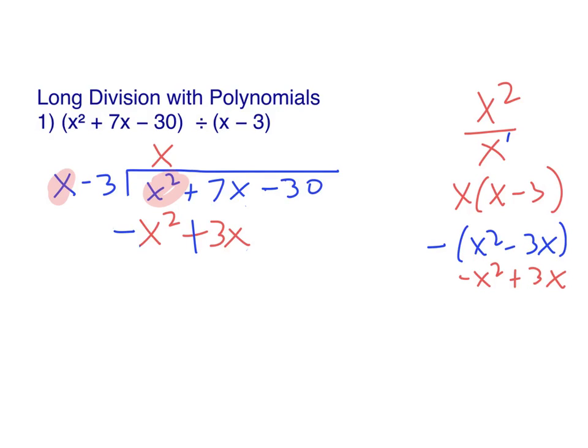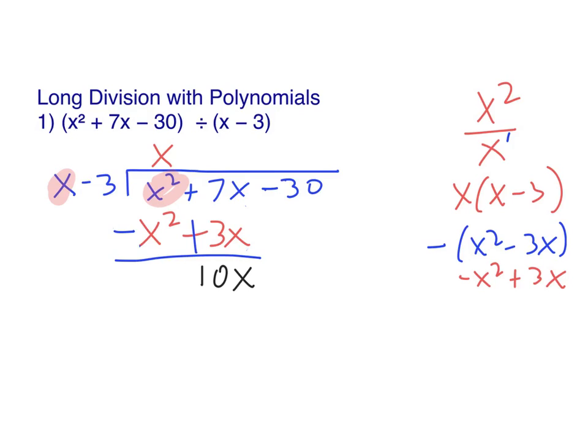And so what ends up happening, like it should, is this front term cancels out. That's what we want to happen. After you multiply, we want these terms to go away. X squared minus x squared is 0. Okay, that's good, that's what we want. 7x plus 3x is what? 10x. So I've done my subtraction now.